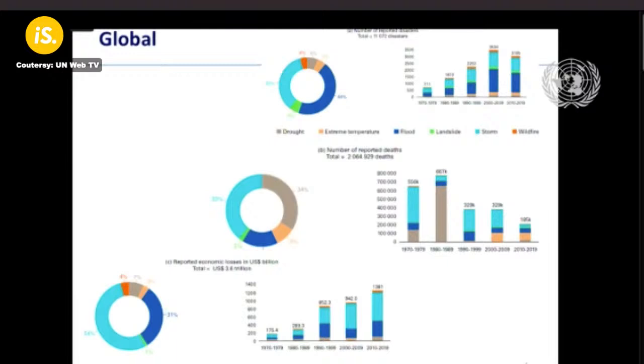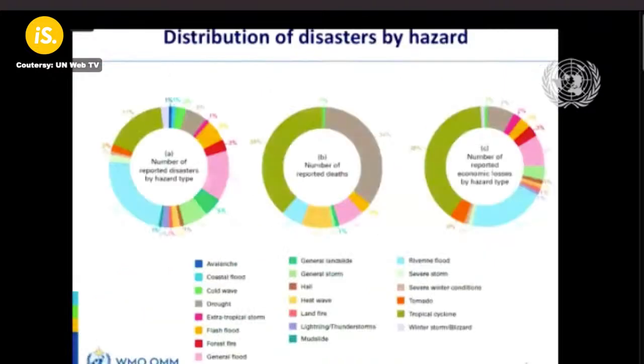And down here you can see the economic losses, and the trend is very clear. We have seen more than tripling of the damage during the past decades, and as I said, this is supposed to continue. The storms have been the most expensive one, especially these tropical storms, both typhoons and hurricanes and cyclones. They have been the dominant one, and number two is flooding events.